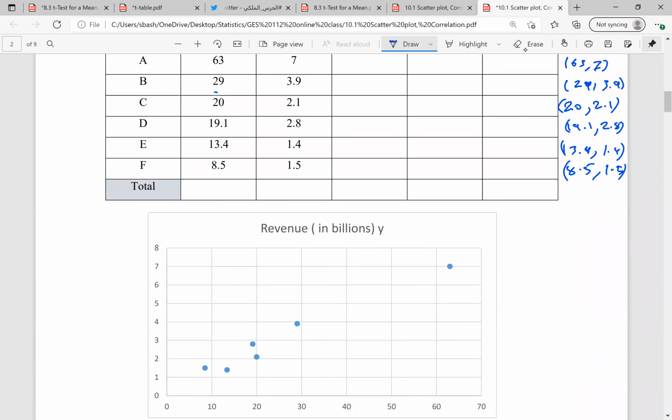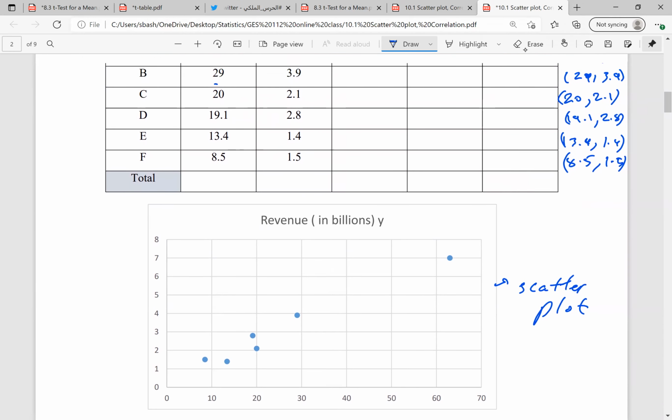So the scatter plot will be like this. It's just dots in the xy plane. This is the scatter plot. Just graph these ordered pairs in the xy plane. This is x and this is y. We have something like this. This is the scatter plot.